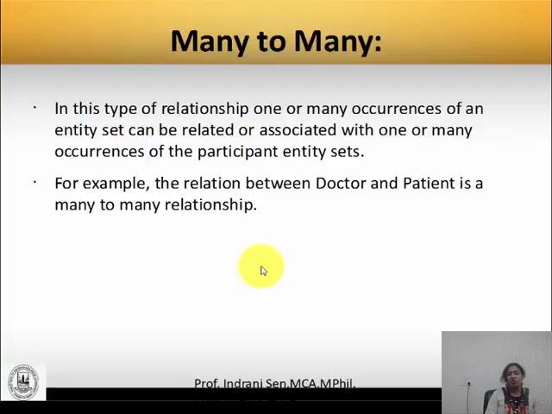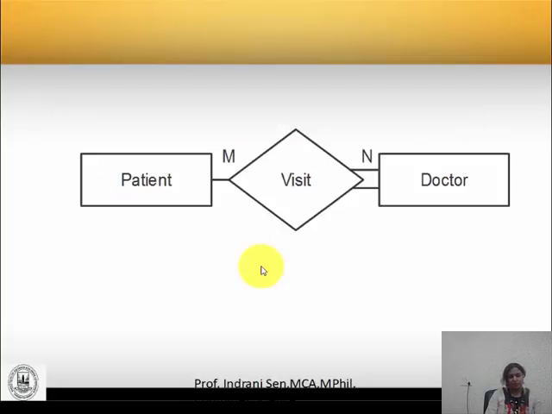Similarly, we talk about many to many. After learning one to one and one to many, we are learning many to many. In this type of relationship, one or many occurrences of an entity set can be associated with one or many occurrences of the participant entity set. Here we can talk about the doctor and patient relationship. One doctor can have multiple patients. Similarly, one patient can go to multiple doctors. So the patient to doctor relationship is many to many, which is represented by M to N.